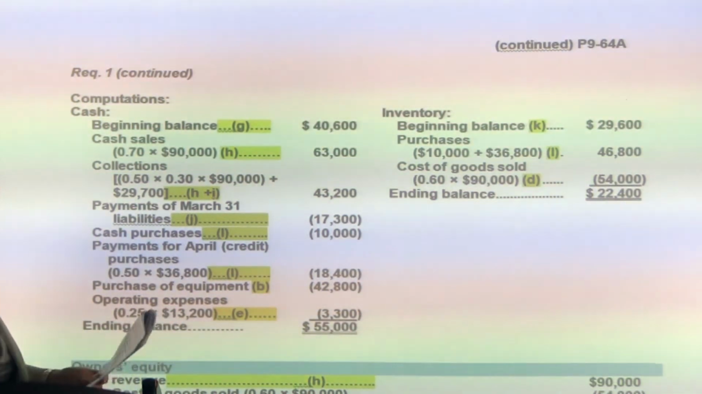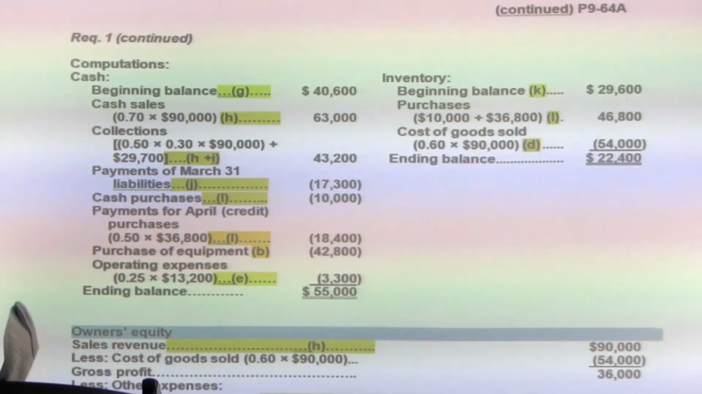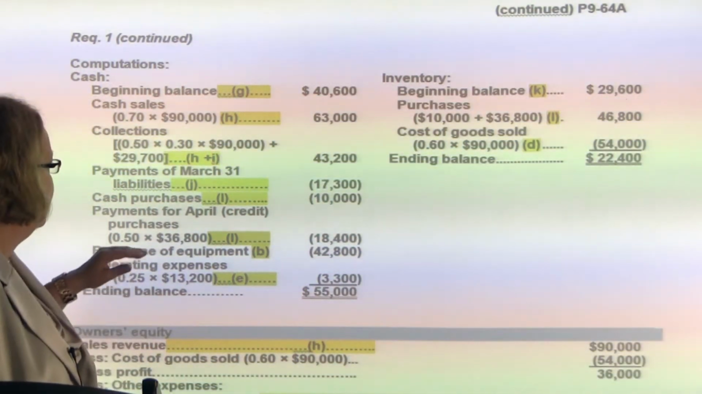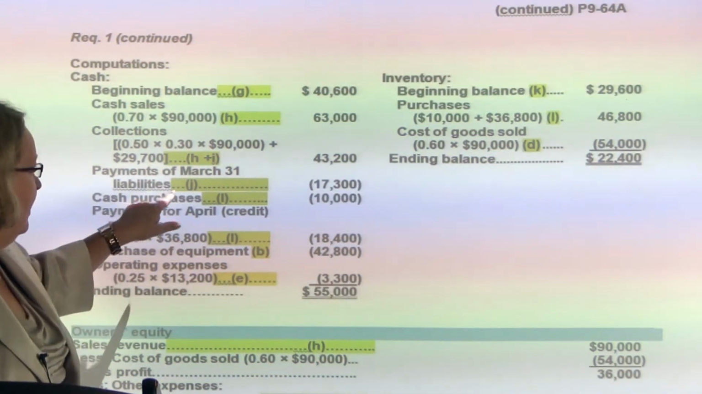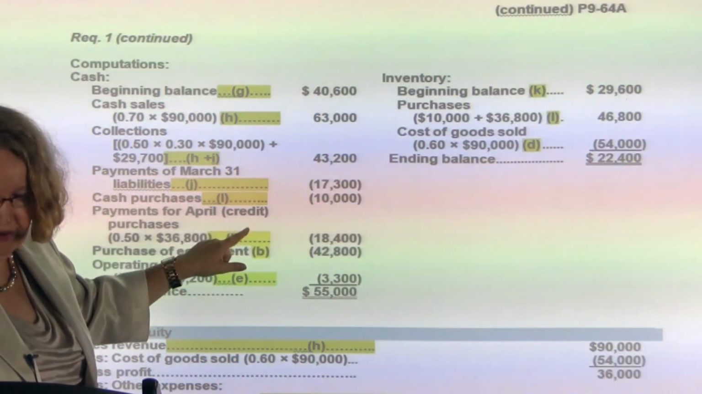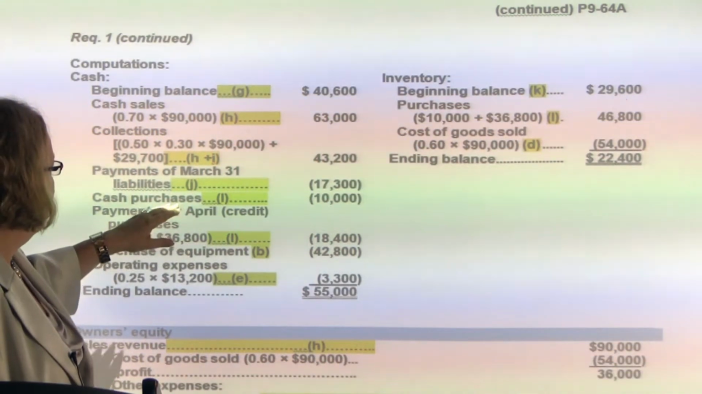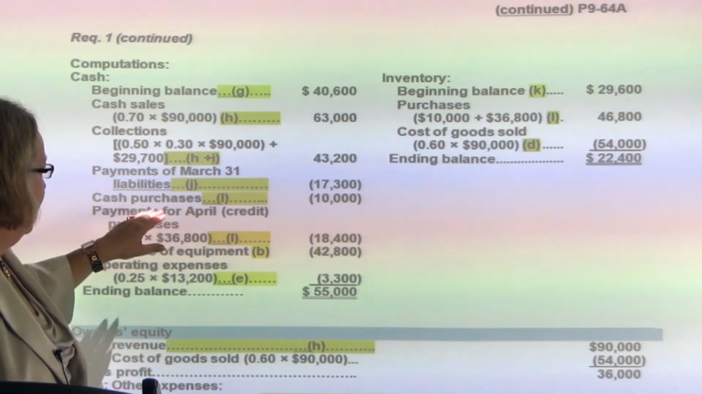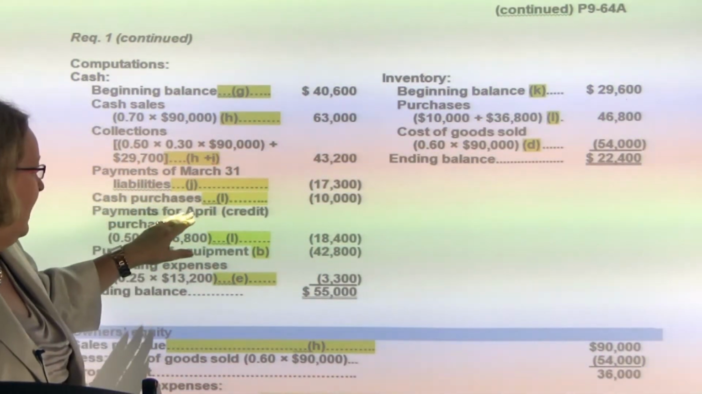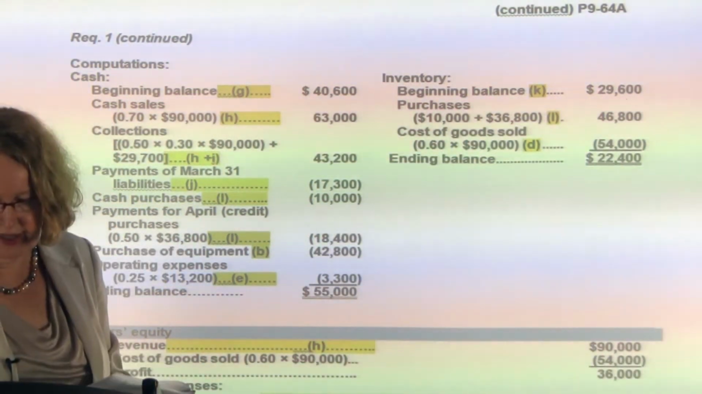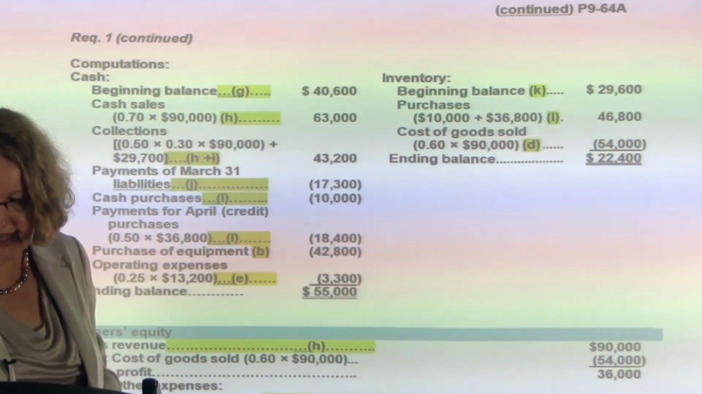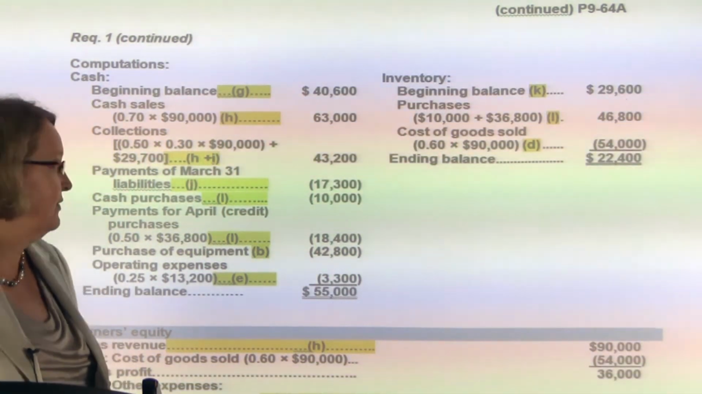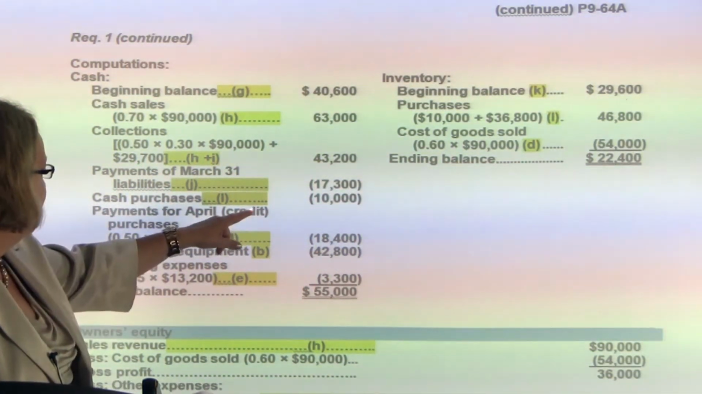The next thing that you're factoring in, looking down through the list of accounts that would impact cash, is payment of liabilities, and that's in J. You're told you paid $17,300 for payment of March 31st liabilities. The next line item, L, is your cash purchases. You were told that in April you purchased inventory of which $10,000 was for cash. So that's where the $10,000 is coming from.